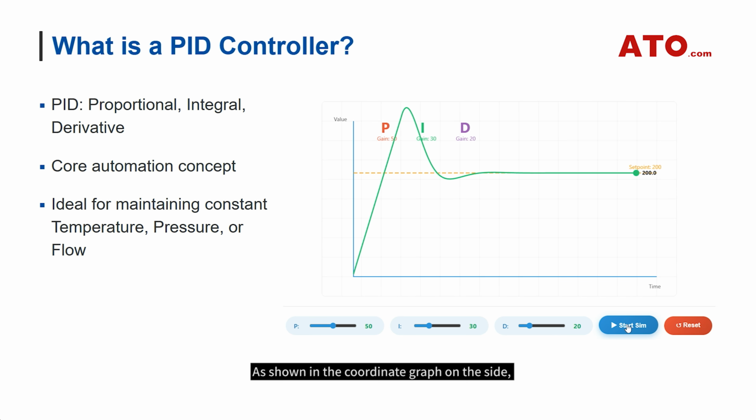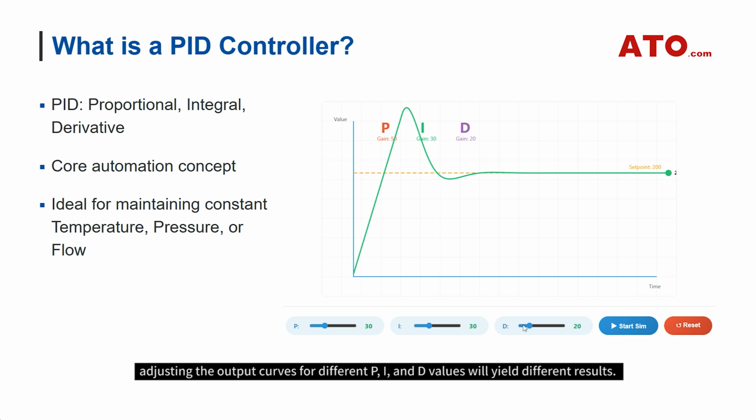As shown in the coordinate graph on the side, adjusting the output curves for different P, I, and D values will yield different results.